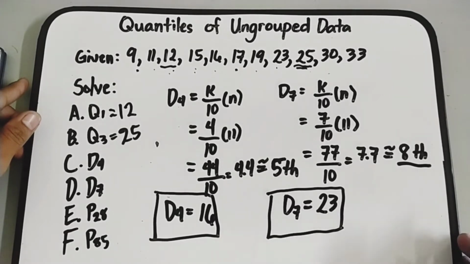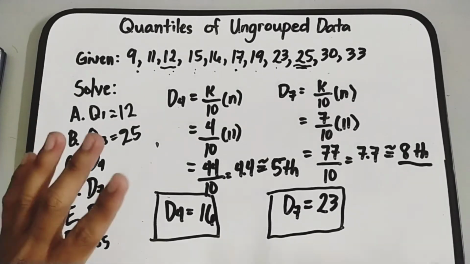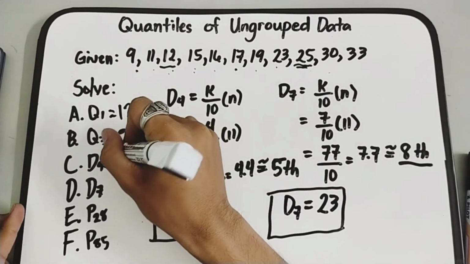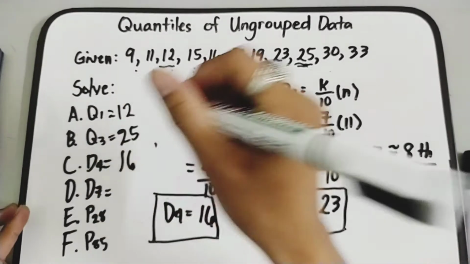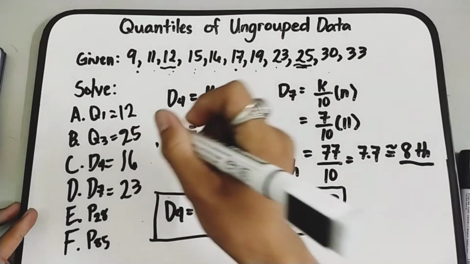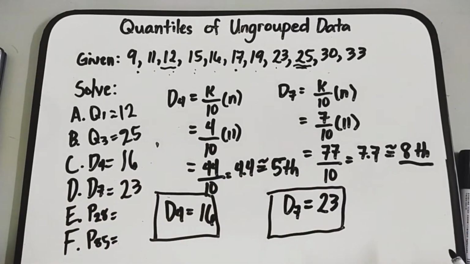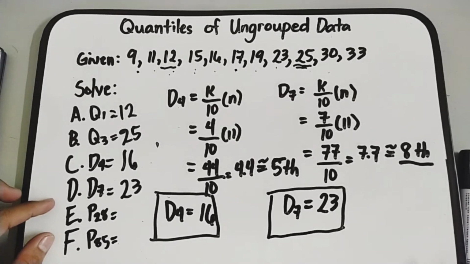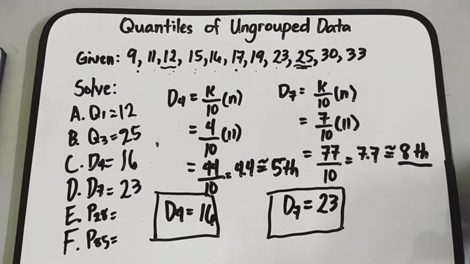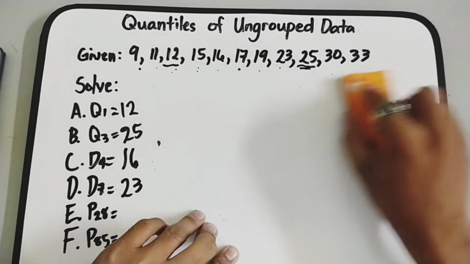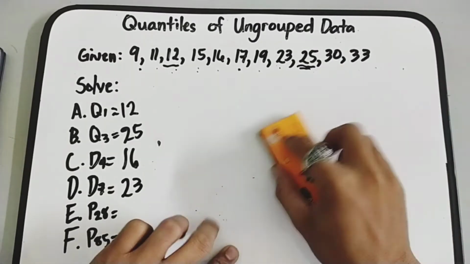Okay? Pag quartiles, again, dinidivide by 4. Pag decile, dinidivide by 10. So, we have D4 is equals to 16. D7 is equals to 23. Now, let's find our percentile 28 and etong si percentile 85. Eto na sa aking letter E at si letter F. Okay, hanapin natin sila. Now, hanapin na natin yung percentile.